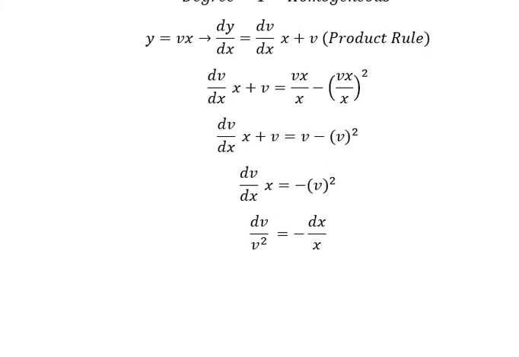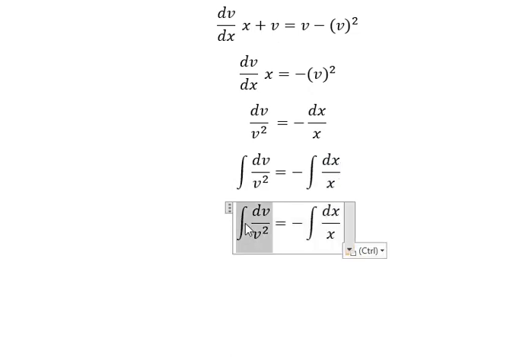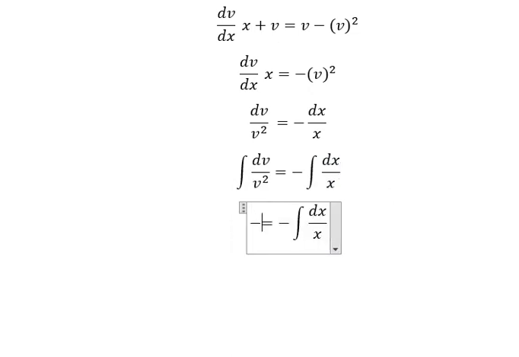Next, we need to integral for both sides. So the integration of this one, we have negative 1 over v. This one we have ln of the absolute value of s, and I will put c.